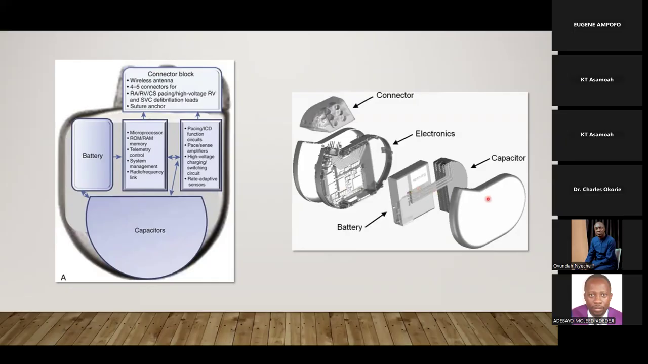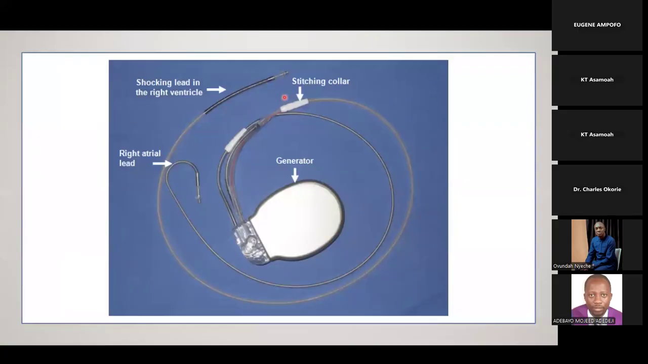So again, it's over here. This is the capacitor, the battery, then the electronics are in this part. And then we have the connector where the leads go. Here, when you look at the leads, you realize that over here where the laser pointer is, this is the shocking coil. And so this is what it looks like as compared to the pacemaker lead, which does not have this coil over here.